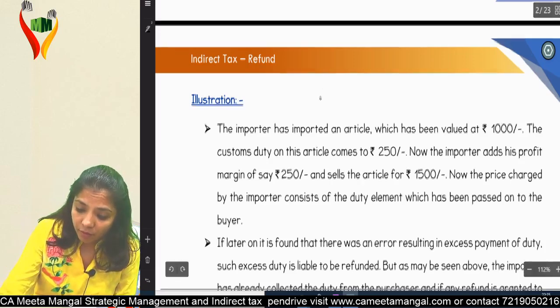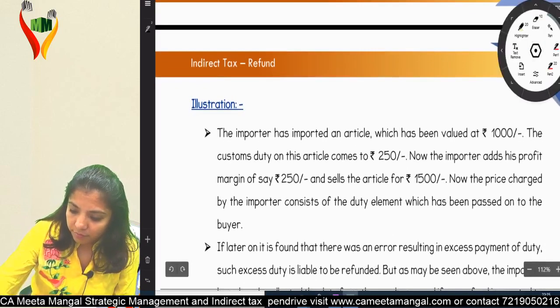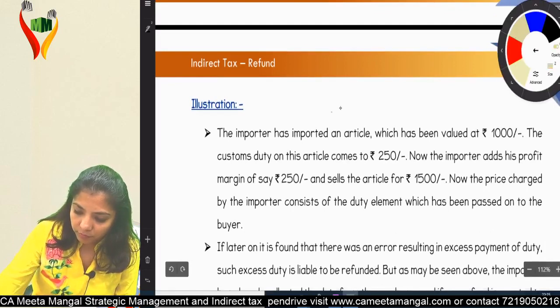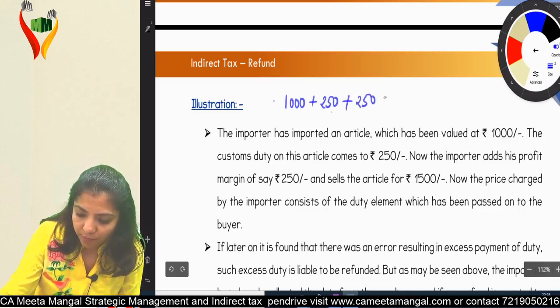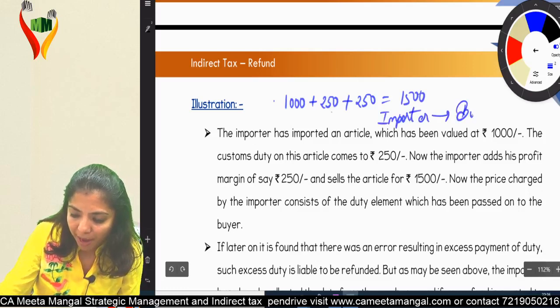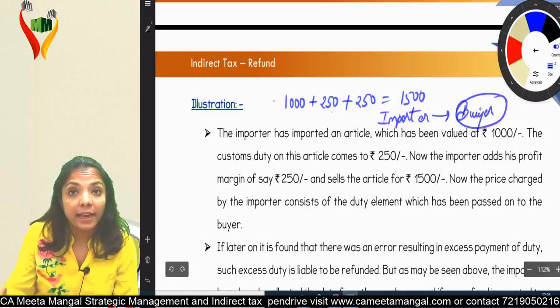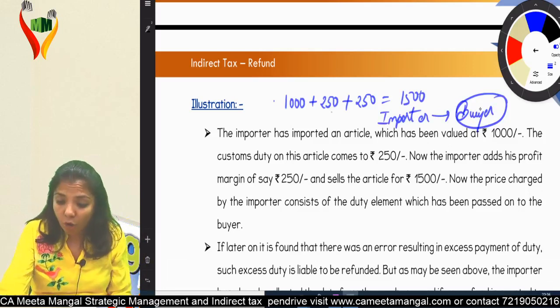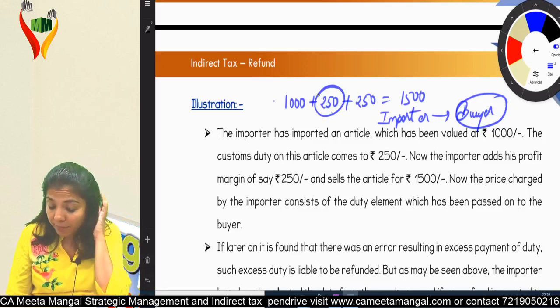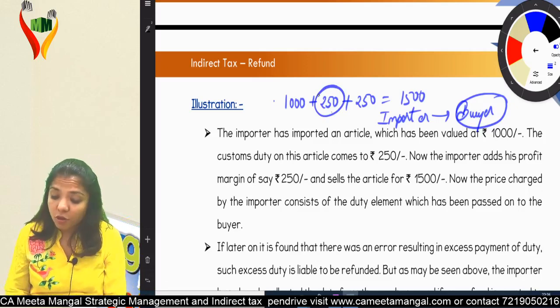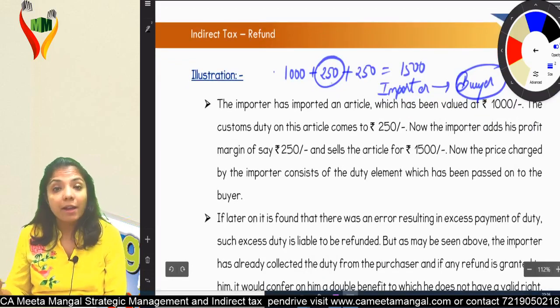See, let's understand this. 1000 plus 250 plus 250, which comes to 1,500. The importer has collected this 1,500 from the buyer. At the end of the day, who is paying that tax of 250 rupees? The buyer. Okay. Now the price charged by the importer consists of duty elements which have been passed on to the buyer.